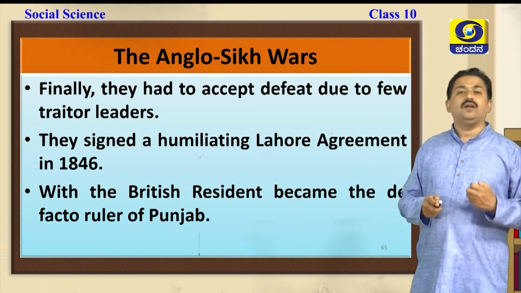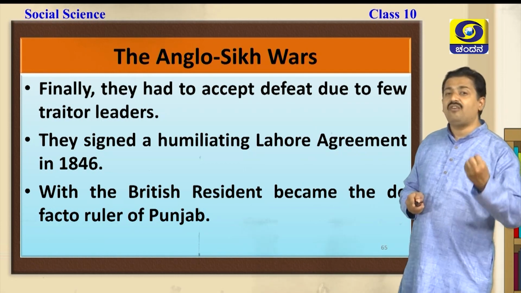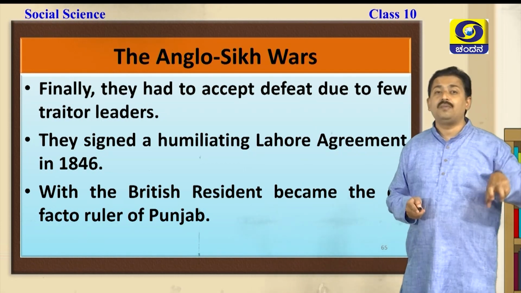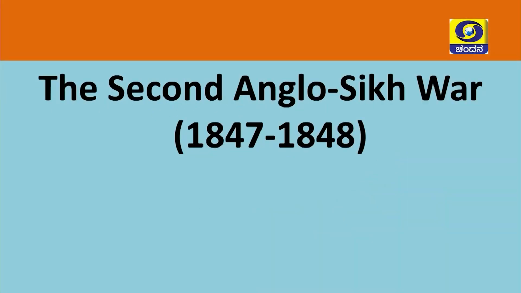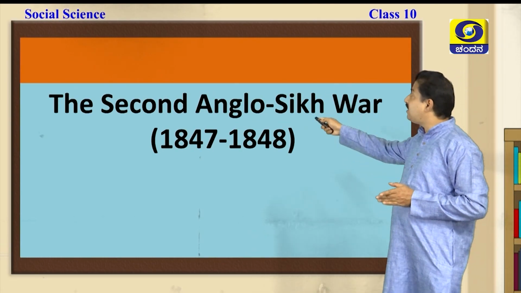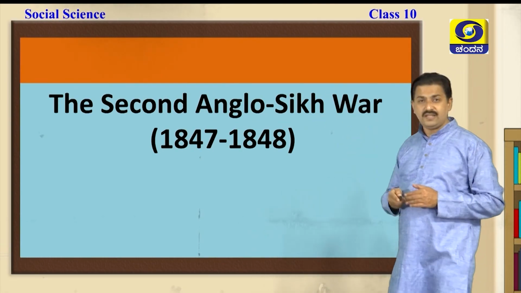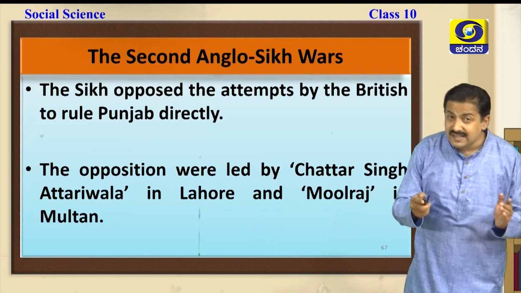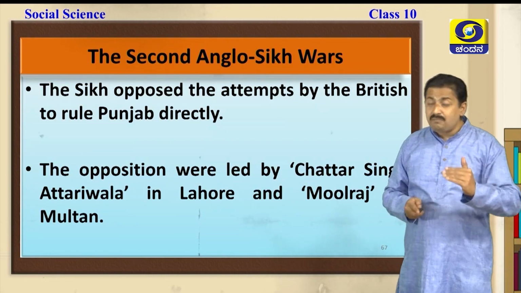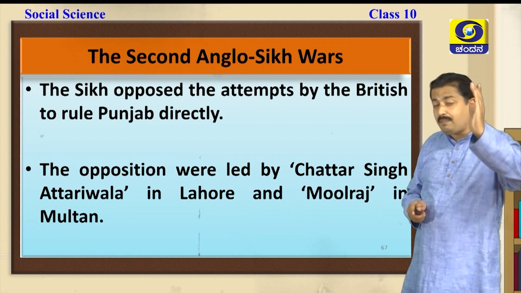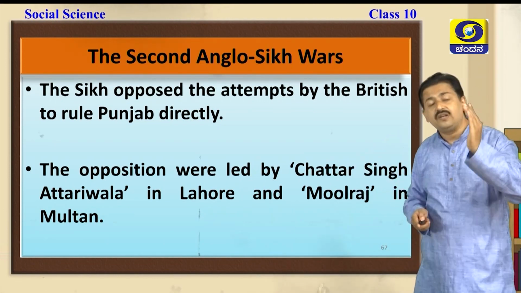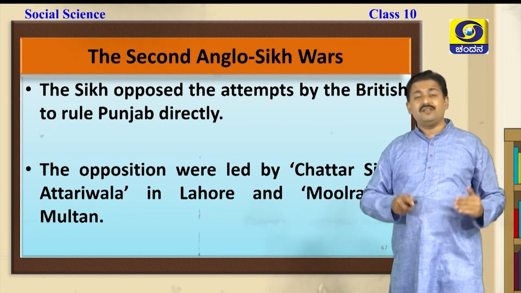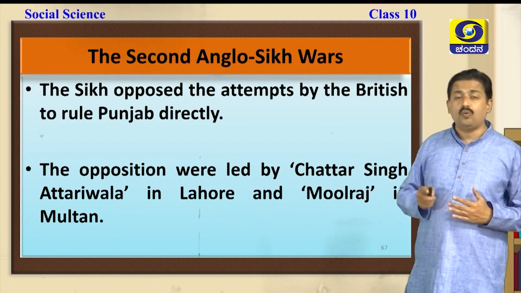That led to the ultimate power in the hands of the British over the Punjab Sikh Kingdom. Now let us discuss the Second Anglo-Sikh War, which began in the year 1847 and ended in 1848. The Sikhs opposed the attempts by the British to rule Punjab directly. They wanted to rule independently, but the British did not allow the same. This led to the Second Anglo-Sikh War.